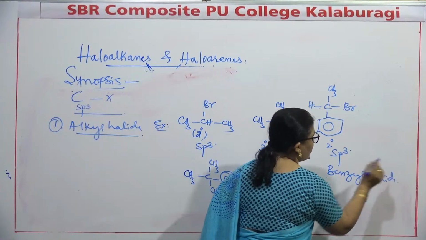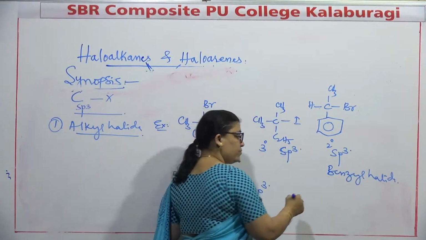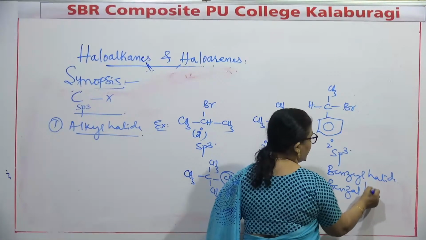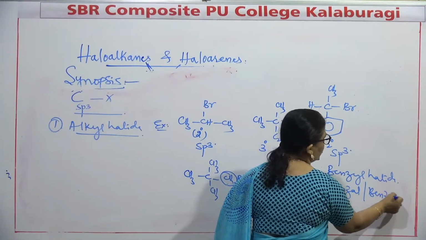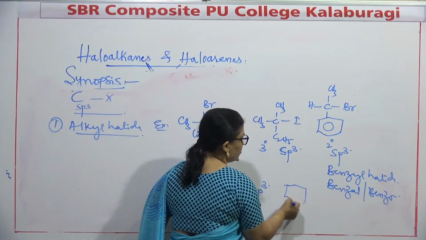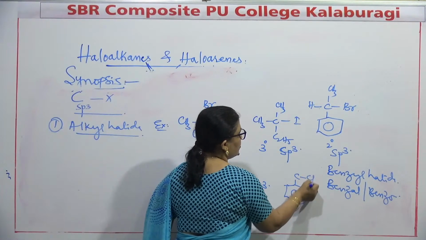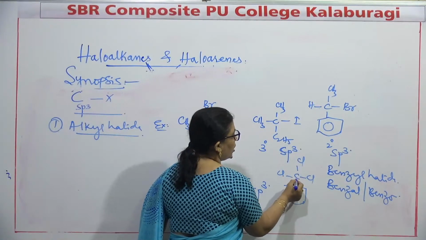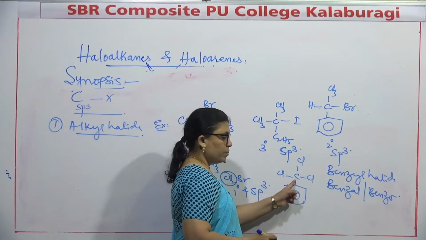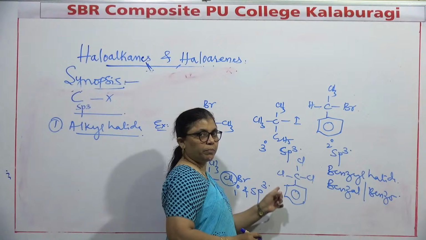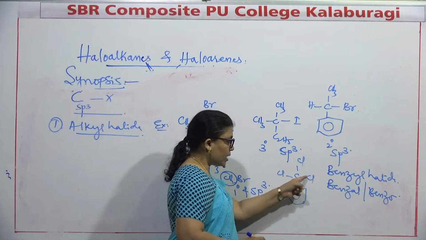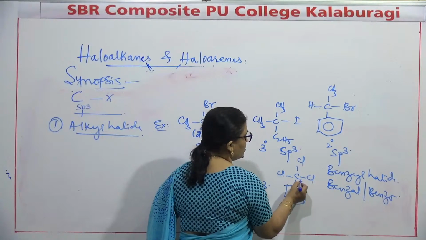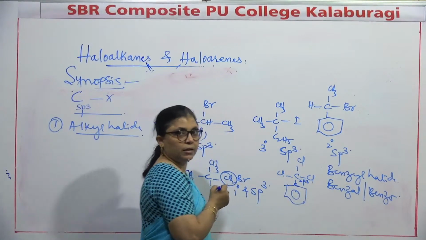Benzyl halide. So remember one thing, benzyl, even we can call it benzo. If I write benzene containing a carbon with 3 halide groups, here we are having benzoyl trichloride. This is called benzoyl trichloride. This carbon atom is linked to the benzene carbon atom, and this carbon atom is sp3.